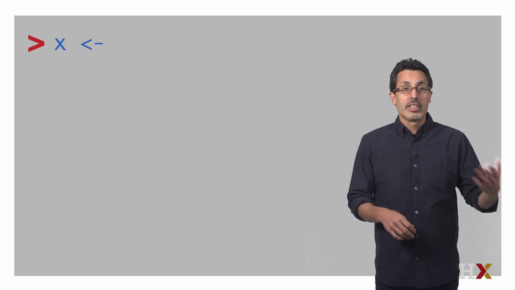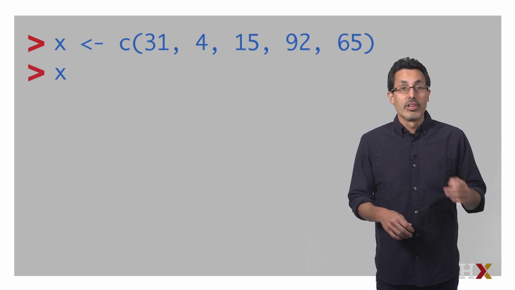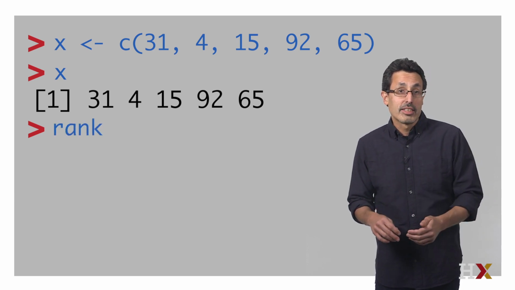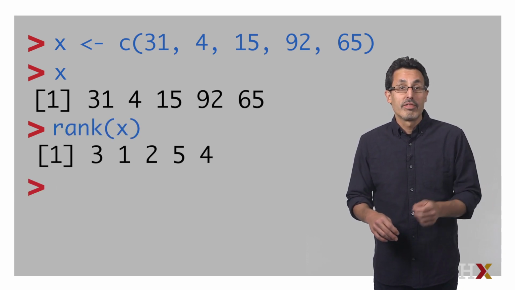So, is California the most dangerous state? In the next section, we argue that we should be considering rates, not totals. But before doing that, we introduce one last order-related function, rank. For any given list, it gives you a vector with the rank of the first entry, second entry, etc. Here's a simple example. Let's look at that vector we defined earlier, 31, 4, 15, 92, 65. If I type rank of x, I get back 3, 1, 2, 5, 4.